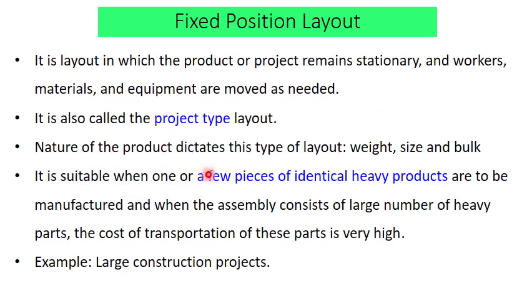It is suitable when one or a few pieces of identical heavy products are to be manufactured. When the assembly consists of a large number of heavy parts, the cost of transportation of these parts is very high. It requires a high amount of transportation costs, so we have to bring the workers, material, and equipment to make that product. For example, large construction projects are built on a specific site.